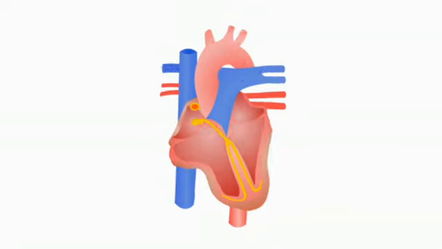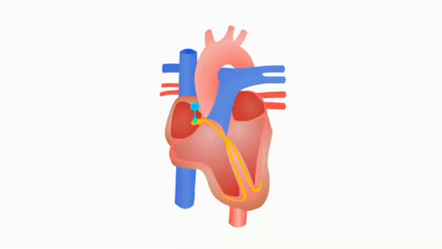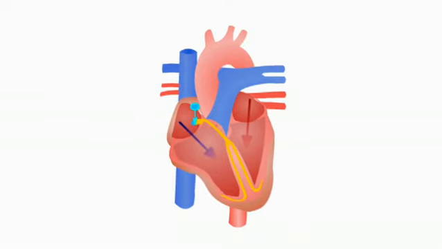The conduction system works as follows. Firstly, the sinus node generates an electrical impulse which sweeps across both atria in a wave-like fashion. This spread of the impulse is called a wave of depolarization. The atria respond by contracting, and this ejects blood into the ventricles.